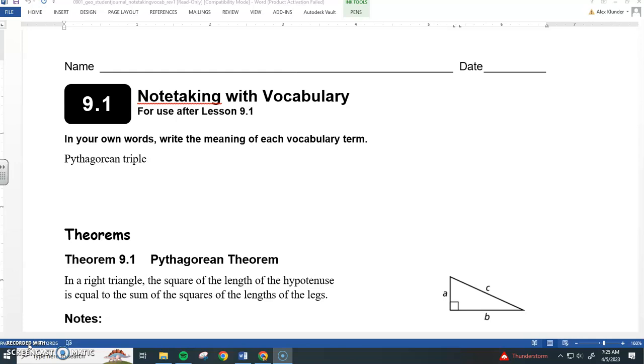We're starting up a new chapter. This chapter is all about, well, a lot of the stuff that we've been doing has been about triangles. But specifically, we're going to be looking at right triangles, so that's any triangle that has 90 degrees.